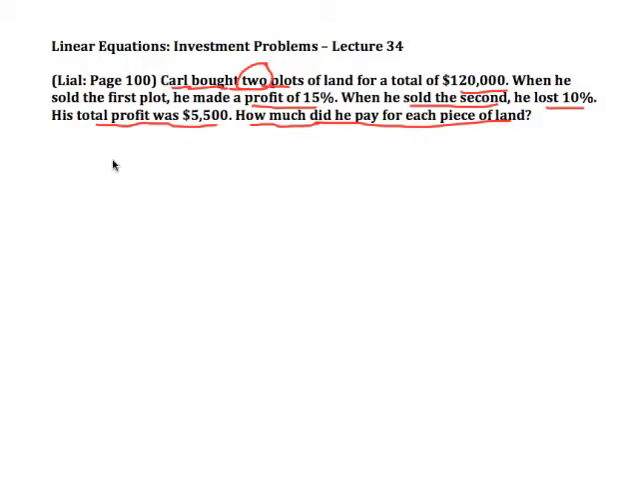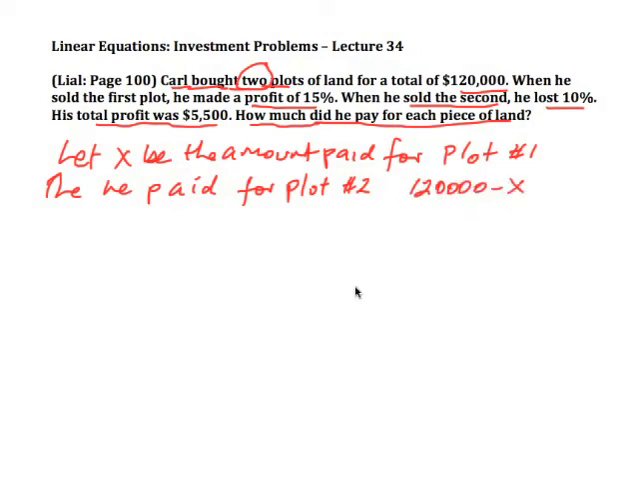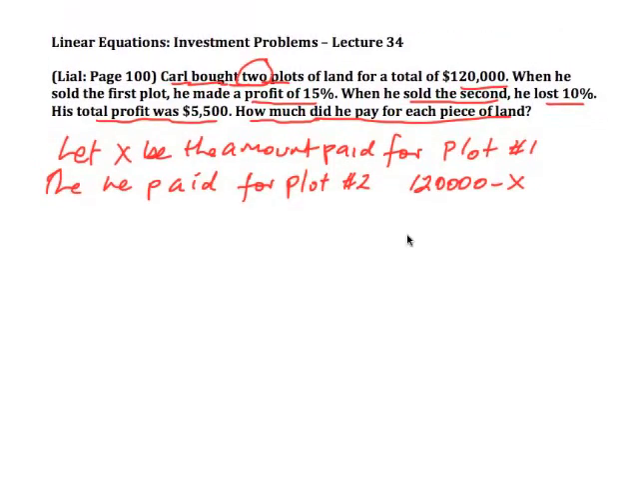So let's suppose we let x be the amount paid for plot number 1. Then how much did he paid for plot number 2? He paid $120,000 for both, so it would be $120,000 minus x. Right, so we do have that.